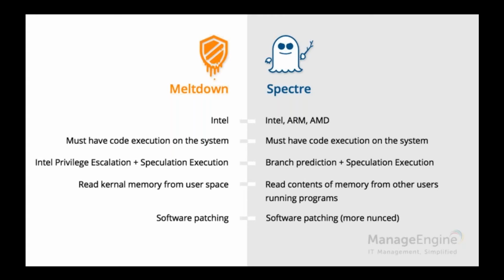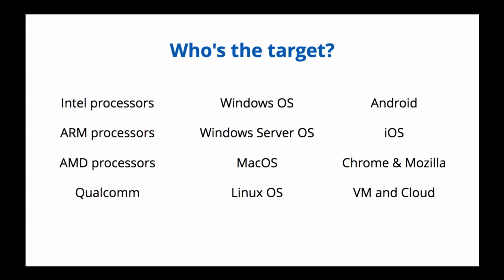So this is a quick view of both the Meltdown and Spectre security flaws that are taking the IT world by storm today. So what's the difference between Meltdown and Spectre? Both of these are CPU vulnerabilities, but how do they differ? As you can see, Meltdown affects Intel processors, whereas Spectre affects Intel, ARM, and AMD processors. What do they take advantage of? How has this been a security flaw?